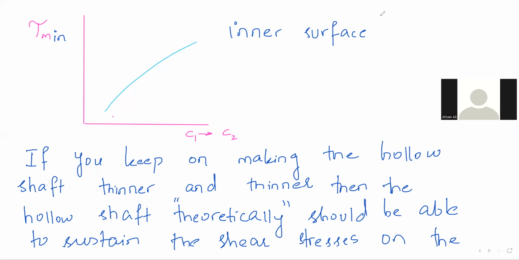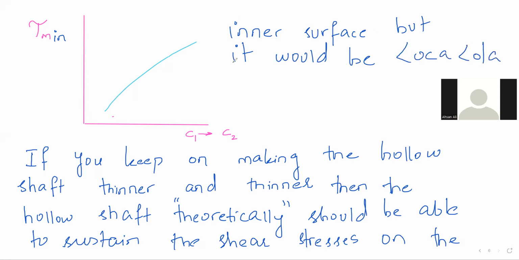Anyways, to sustain the shear stress on the inner surface, but it would be a Coca-Cola can. Now, of course, not literally a Coca-Cola can, but you understand what I'm trying to say. Imagine a Coca-Cola can. The whole allowable shear stress discussion is out of the park, because now you have other phenomena happening. It's wrapping, because it's so thin.